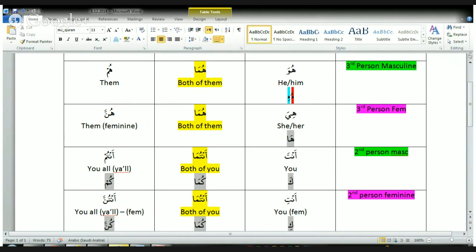هما هم, yep. هي هما هن أنت أنتما. No, stop, it's not on the chart. Anta? أنت أنتما أنتم أنتي أنتما أنتن أنا نحن. Good. All right. Sisters, anyone else want to try?